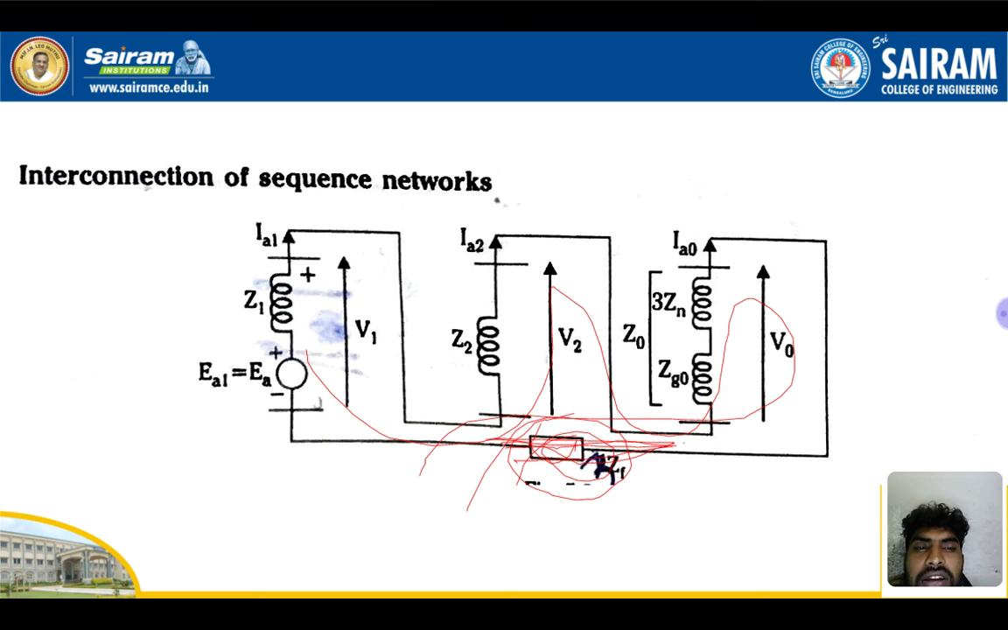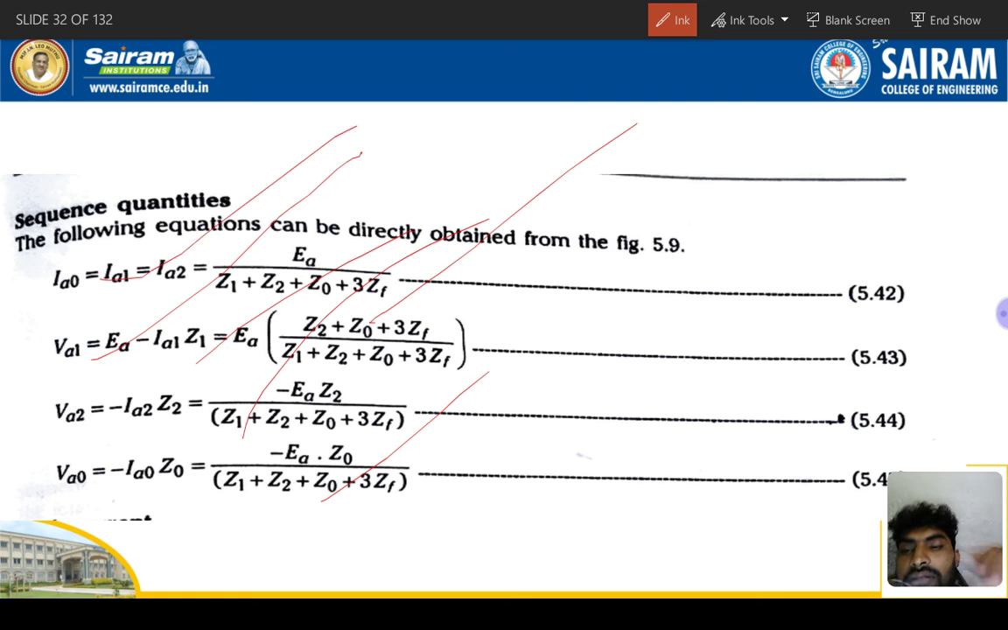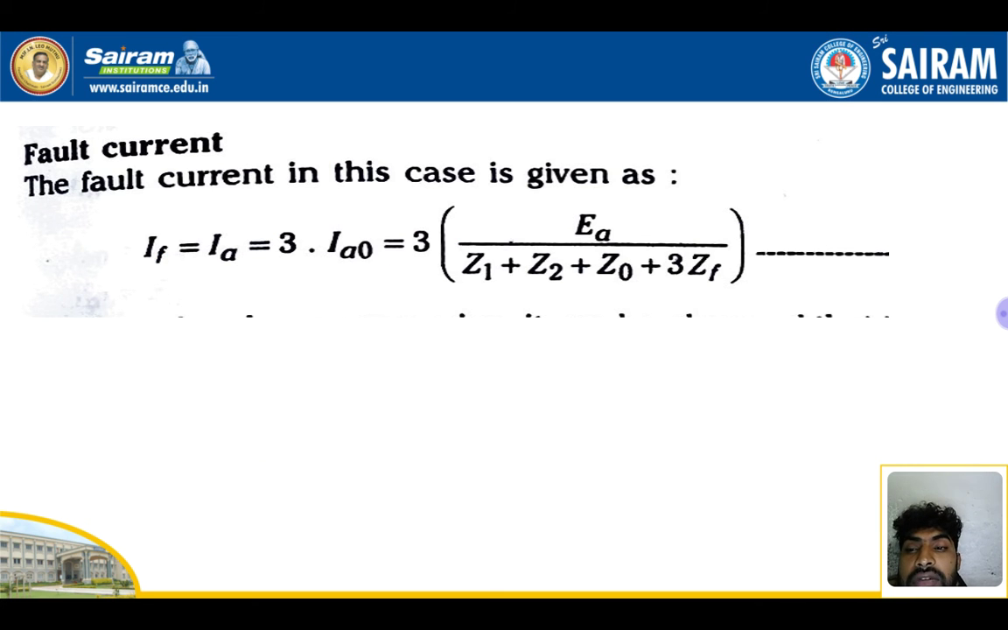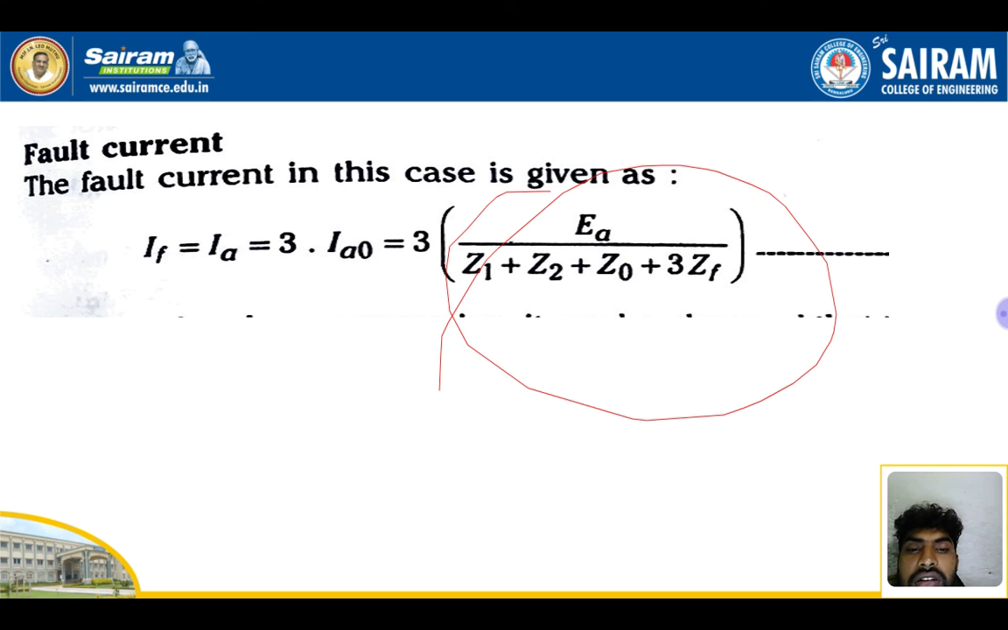Based on this circuit diagram, we will make the equations, right? So I0 is equal to I1 is equal to I2, that is EA by Z1 plus Z2 plus Z0 plus 3ZF. This is the fault impedance. And next is VA1, the positive sequence, negative sequence and zero sequence voltages. Because the positive sequence, negative sequence and zero sequence currents must be the same, keep it in your mind. If a single line to ground fault occurs, the fault current in this case is given by IF is equal to IA, 3 times I0, according to Ohm's law.